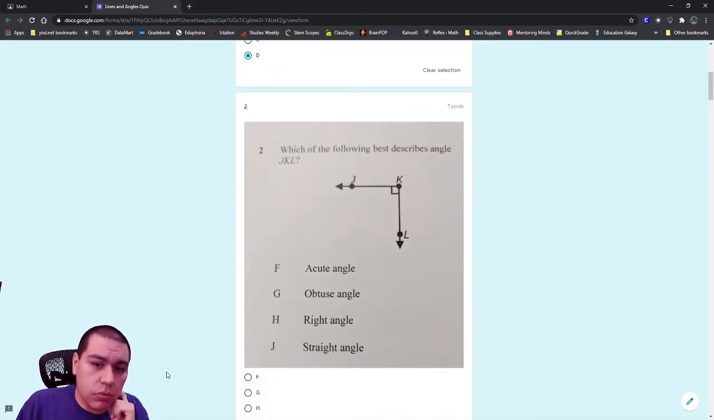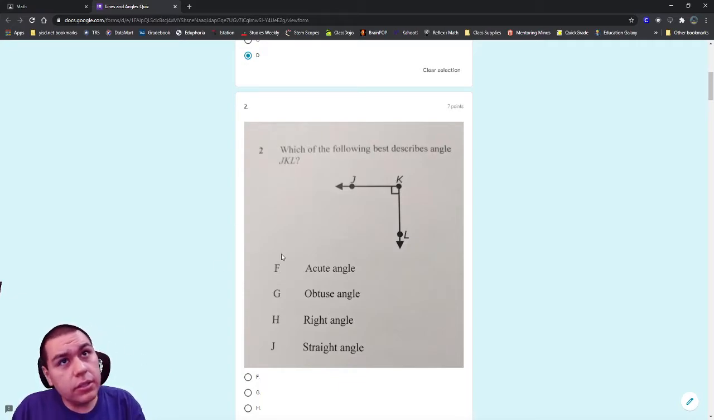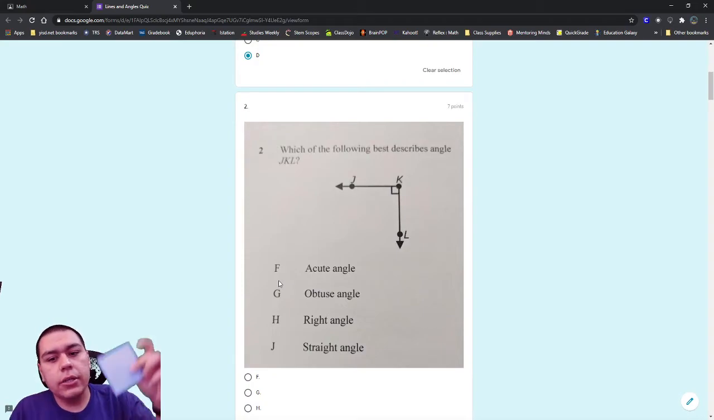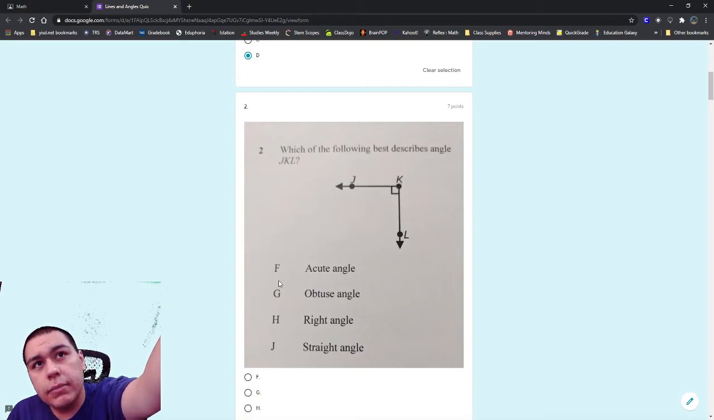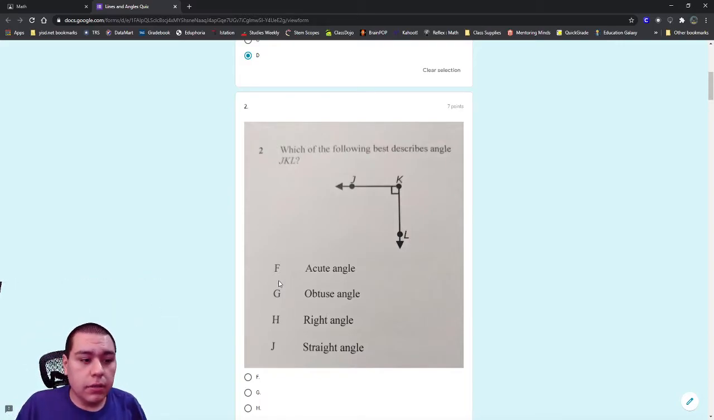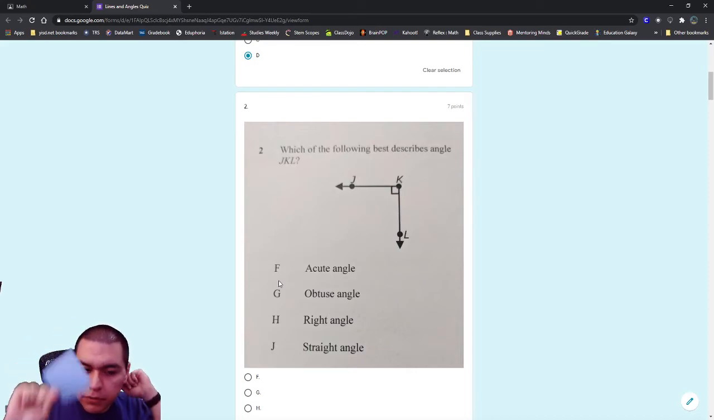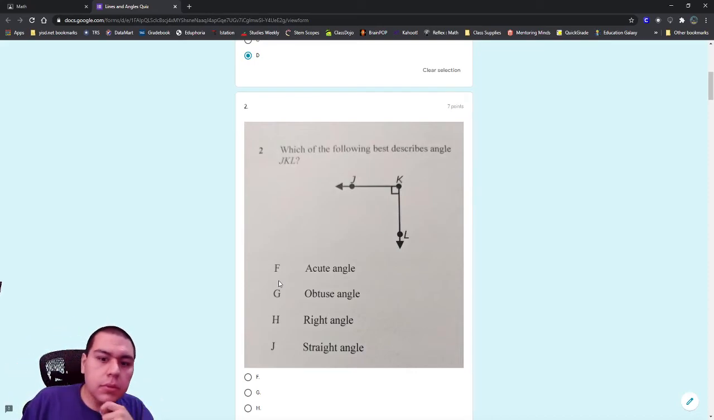Question 2. Which of the following best describes angle JKL? And they give us a little hint on it, but I'm still going to check with my sticky note. I'm going to match my vertexes, my corners, and that fits perfectly. What kind of angle is it when my sticky note fits perfectly? Jaylene?